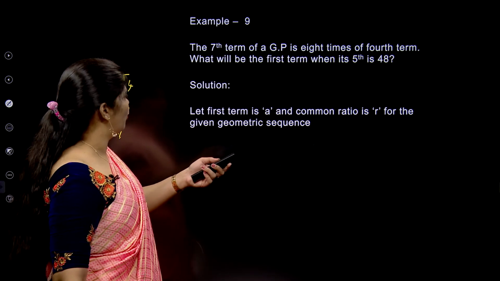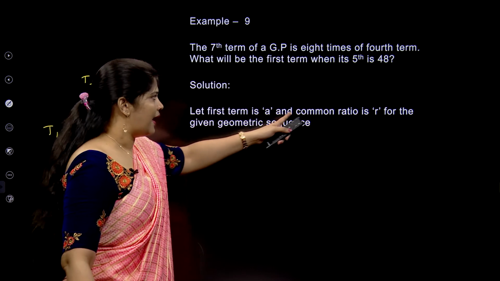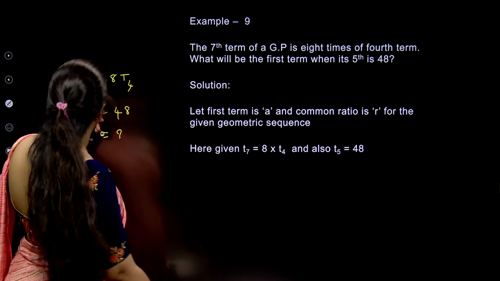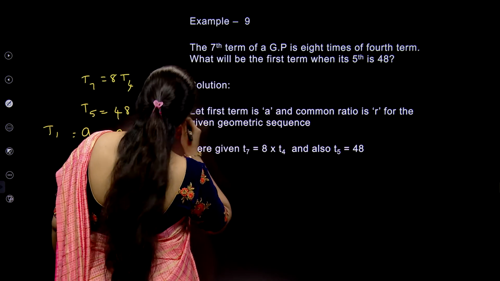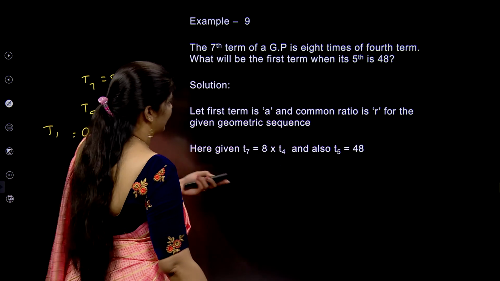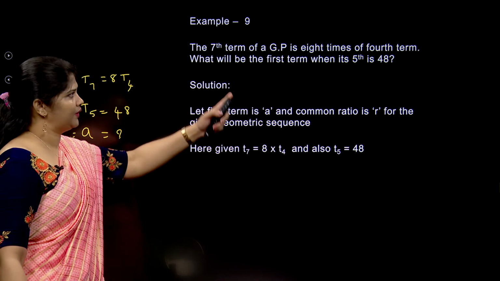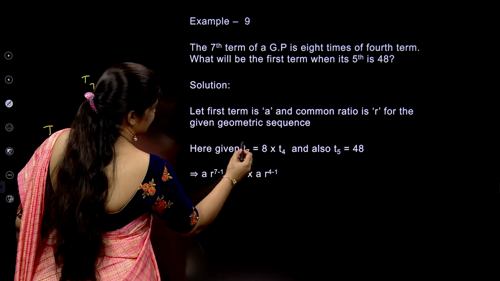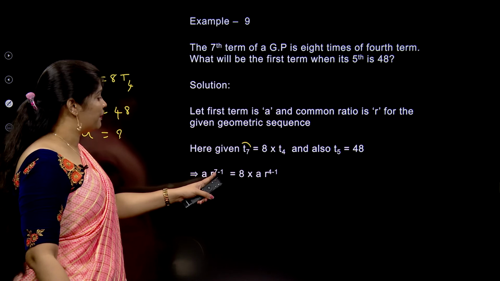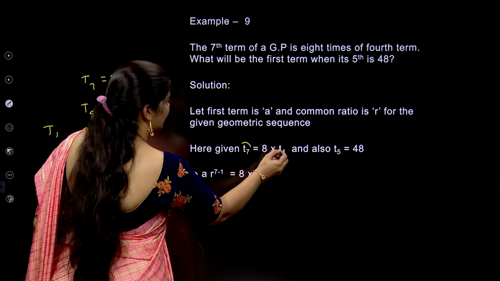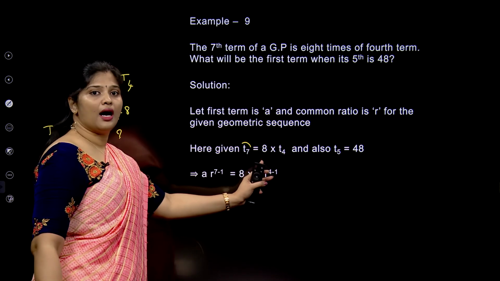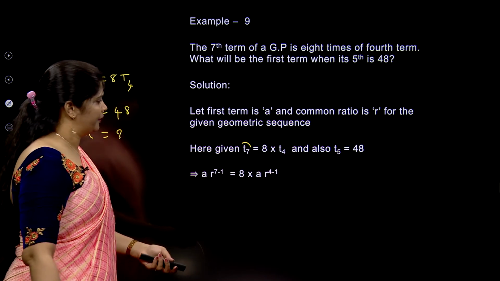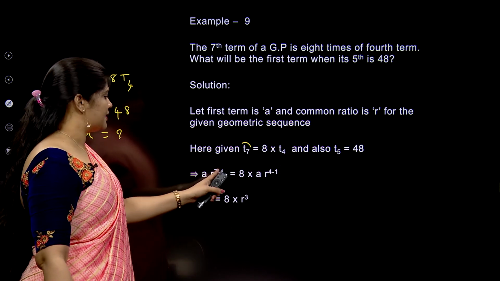Now, let the first term be A and the common ratio r for the geometric sequence. Then T7 equals 8 into T4, and T5 equals 48. T7 can be written as A r power 7 minus 1, and T4 means A r power 4 minus 1, that is A r cube. So 8 into A r cube.